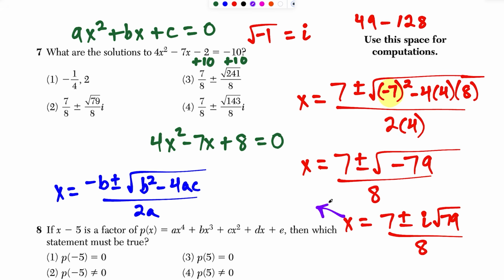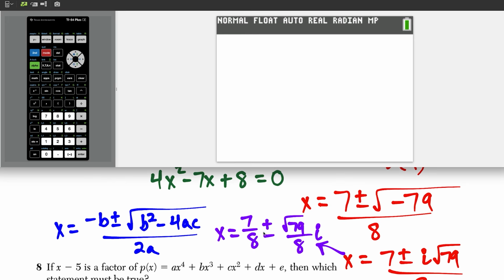So I'm just going to draw the arrow over here. We're going to have x equals, and we're going to have 7 over 8. So we're just going to divide each term by 8 now. And then plus or minus, we have square root of 79 over 8, and then times i. And this matches up with choice 2. So now let's check our answers.